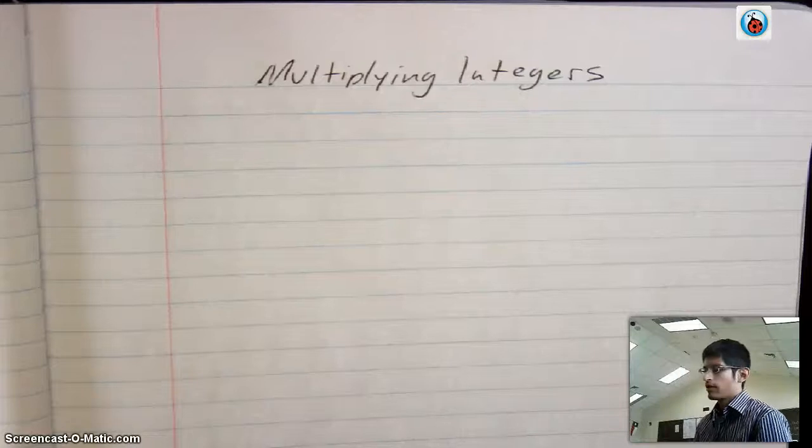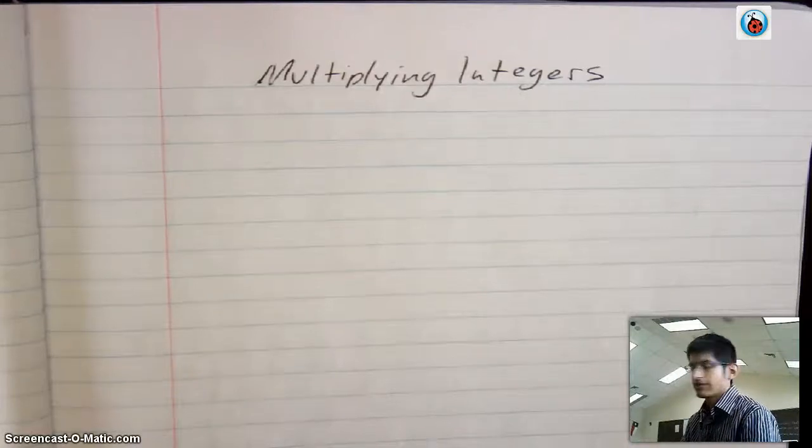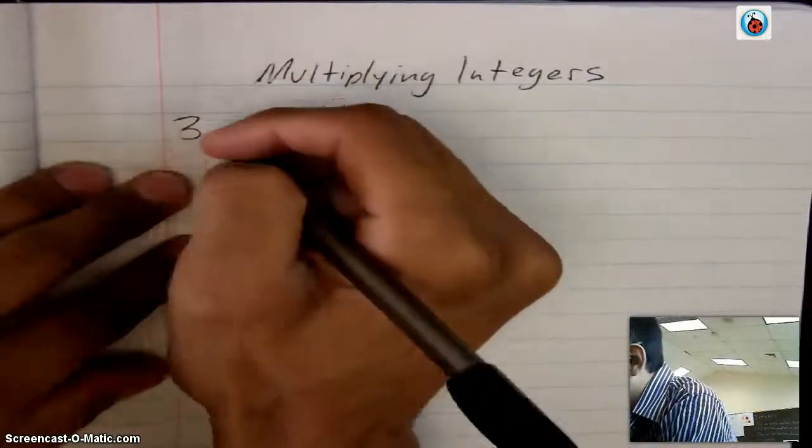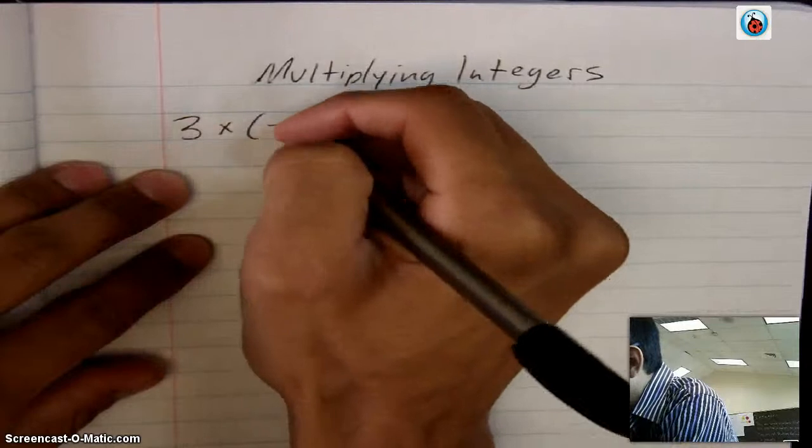Alright guys, today we're going to talk about multiplying integers. So I'm going to give you guys a few examples, then we're going to talk about what the rule is for multiplying. Our first example I'm going to do is 3 times negative 4.